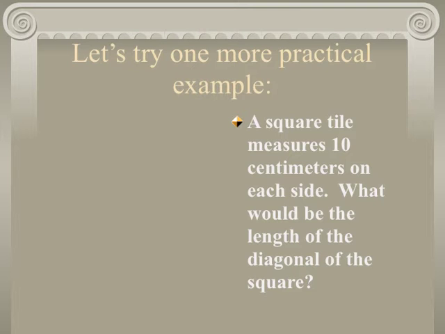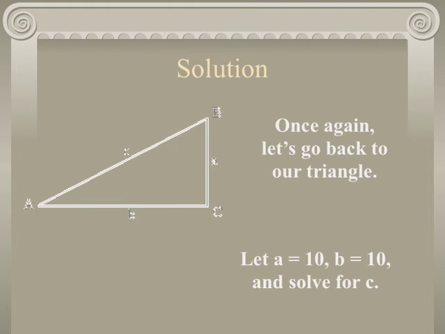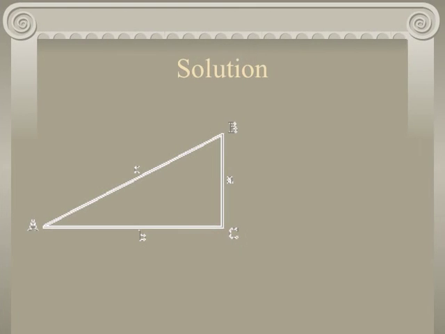Here's one more. A square tile measures 10 centimeters on each side. What would be the length of the diagonal of the square? So when you're cutting a square and getting the diagonal, that is the hypotenuse. So A is 10, B is 10 because they're both sides of the square. We're looking for C, the hypotenuse.